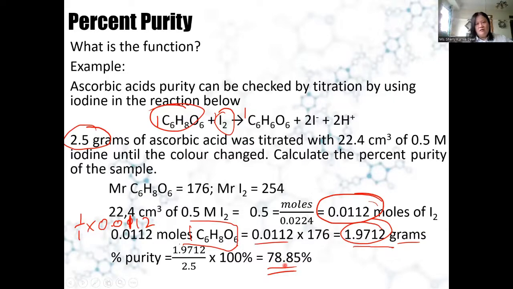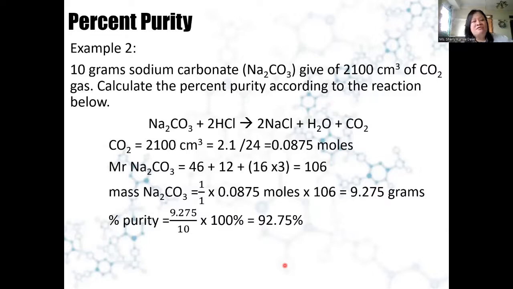Okay, we can do the next one. Example 2, the percent purity. This is from carbon dioxide gas volume to another substance. I can also give you questions where you need to convert from volume to another quantity. 10 gram of sodium carbonate, Na2CO3, gives 2100 cm3 of CO2 gas. Calculate the percent purity according to the reaction.